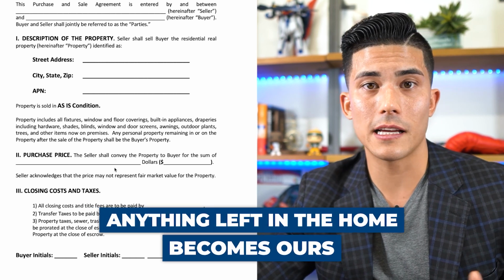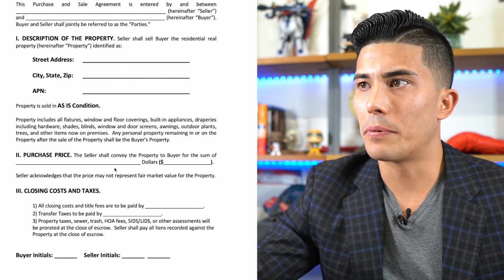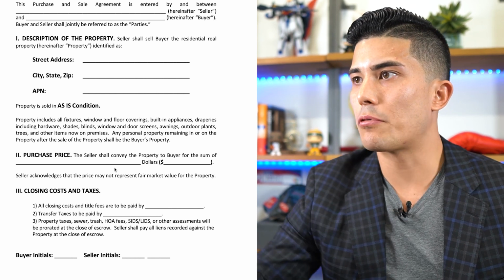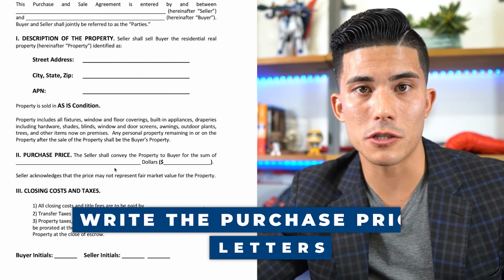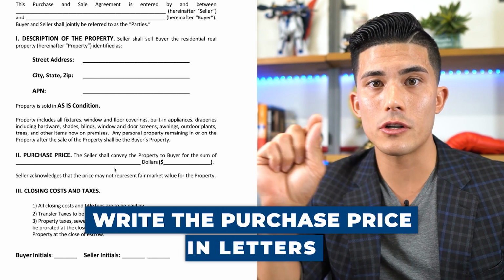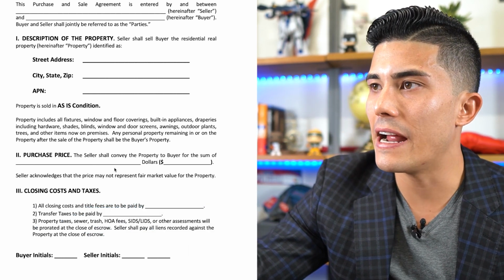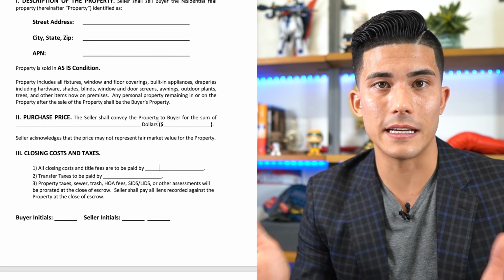And we always tell our sellers, you can leave whatever you want, just know that it becomes ours. Next thing, the purchase price. The seller shall convey the property to the buyer for the sum of blank. So right here, you're going to write the purchase price in letters. So if it's 200,000, you're gonna spell it out, 200,000. And then right here, you're gonna write it numerically. So you're gonna just put 200,000 in numbers.